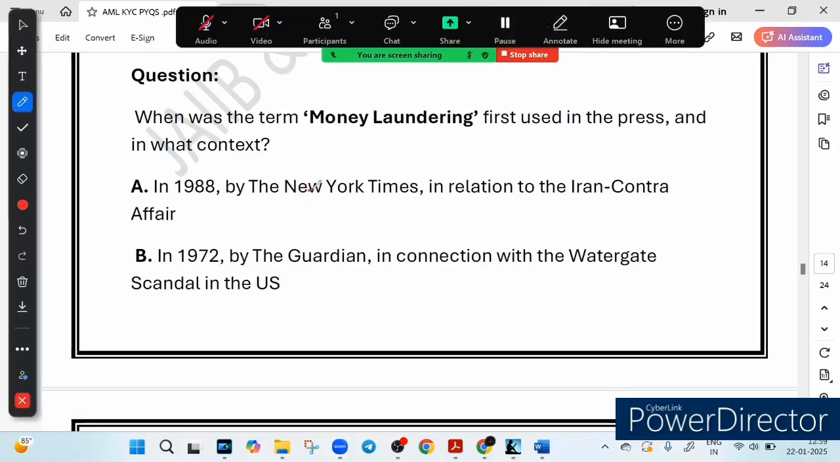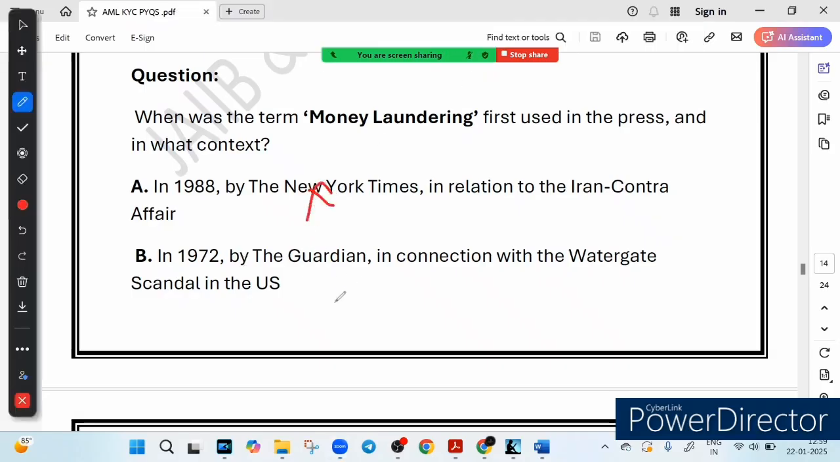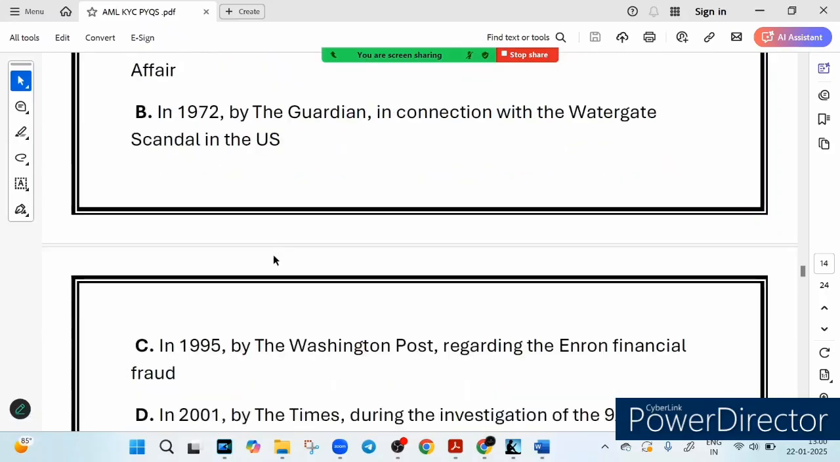Option B says in 1972 by the Guardian in connection with the Watergate scandal. Yes, correct, absolutely. The term money laundering was first introduced in public in 1972 by the British newspaper The Guardian. It was used in relation to the Watergate scandal, one of the biggest political scandals in US history. This scandal ultimately led to the resignation of US President Richard Nixon.